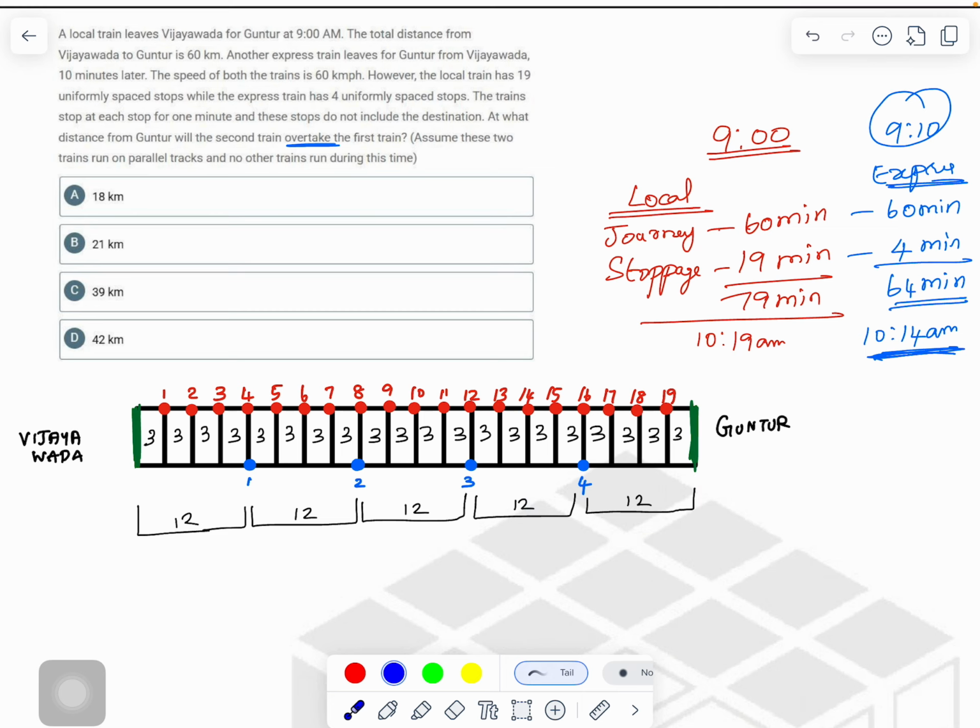So at what distance do you think the overtaking process happens? It is at this 14th stop, not at this 13th stop. So how many kilometers from Guntur is it? 1, 2, 3, 4, 5, 6. It is 18 kilometers from Guntur.